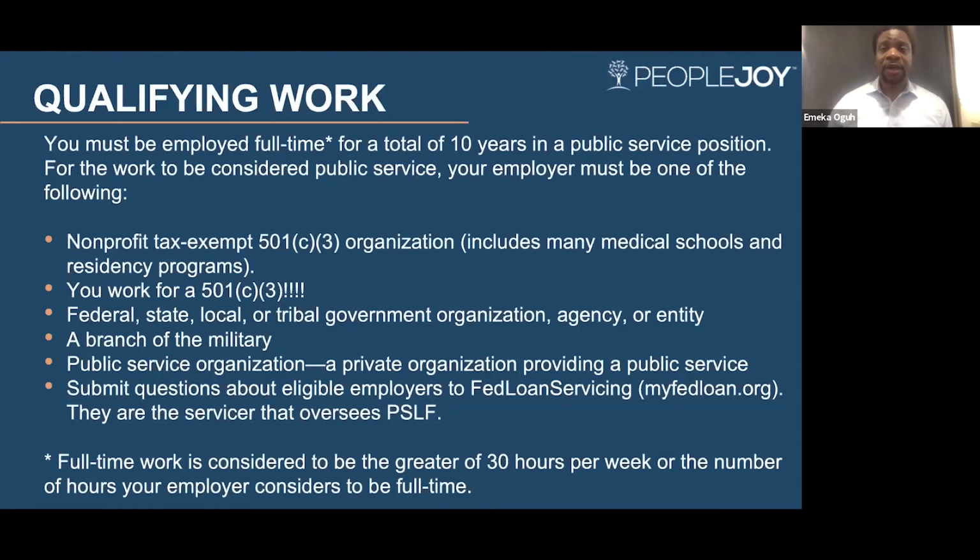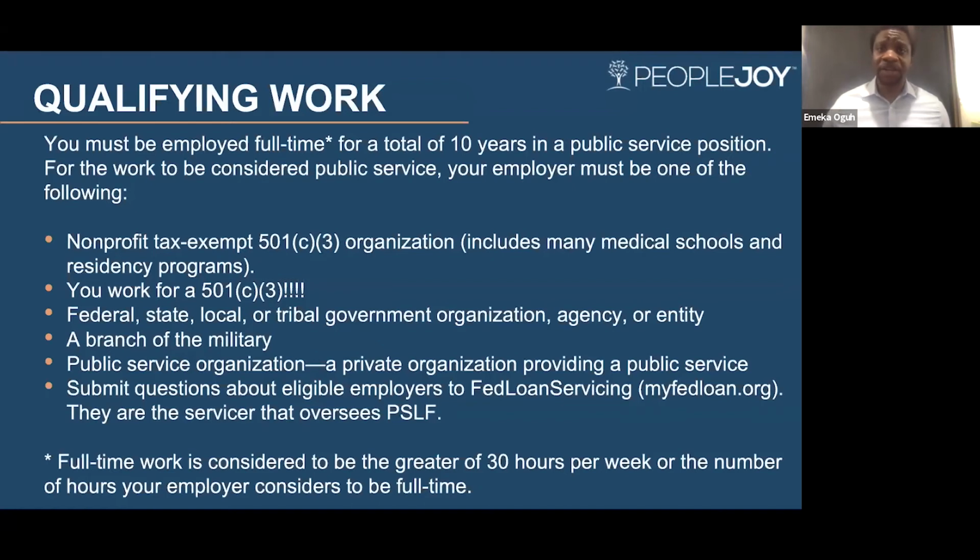Qualifying work means that you have to work for a total of 10 years. Again, it doesn't have to be consecutive in a public service position. So if you work for a nonprofit tax-exempt 501c3 organization, that includes many medical schools, residency programs. Again, as I mentioned, it's the city of Philadelphia. Then you work for a 501c3. Federal, state, local, or tribal government organizations also qualify, military as well.